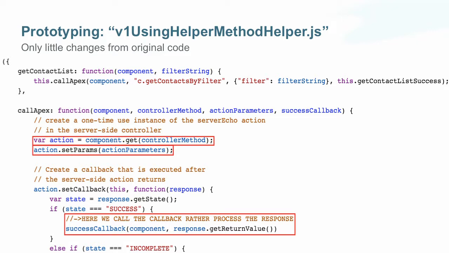Okay, so it's always a good practice, business logic in the helper, and so I can use calling other helper functions. And you see I pass in all the information for this Apex call, getContactListByFilter, filter string as a parameter, and I pass in the success callback, this.getContactListSuccess. As I said, this is just the reference to a function, so I'm not invoking it. There are no parentheses. I just use the definition of this function. And the invocation is over here when I get the response.